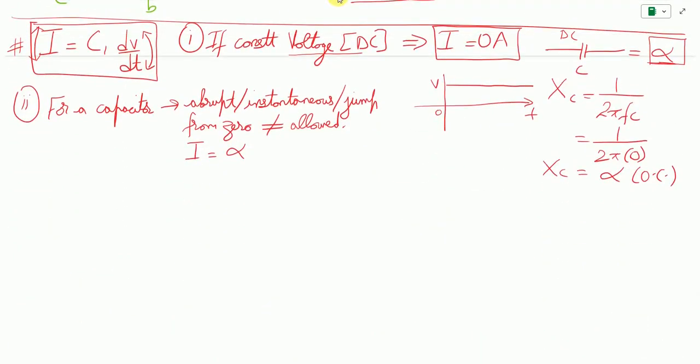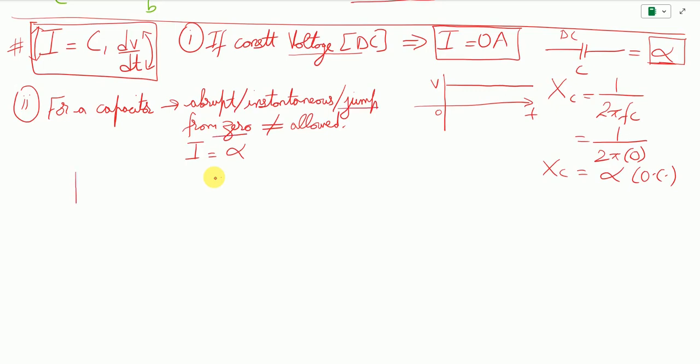So what does it mean? Let us look into this further. For a capacitor, we should avoid abrupt change, because if we don't, we are going to get an infinite current, which is not possible in a real-world scenario. So let us understand this point and also understand what this zero jump is.